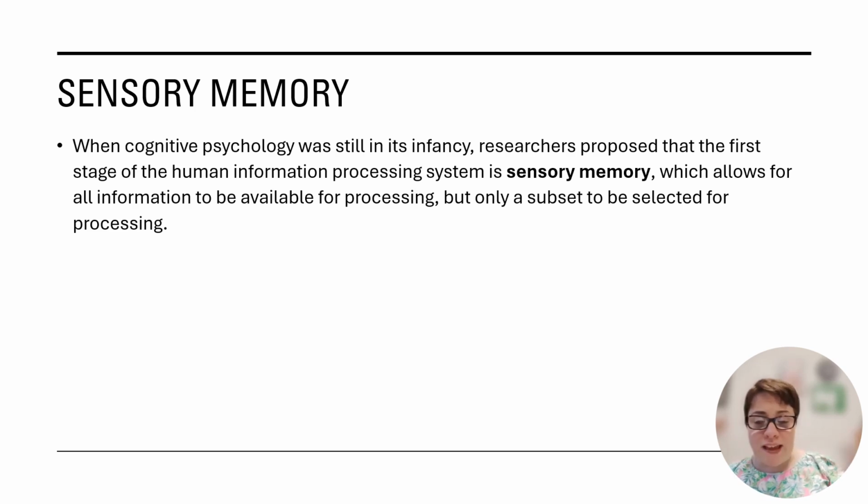When cognitive psychology was still in its infancy, shortly after the cognitive revolution, researchers proposed that the first stage of the human information processing system is sensory memory. They posited that sensory memory allows for all information to be available for processing, but only a subset of the information to be selected for processing.